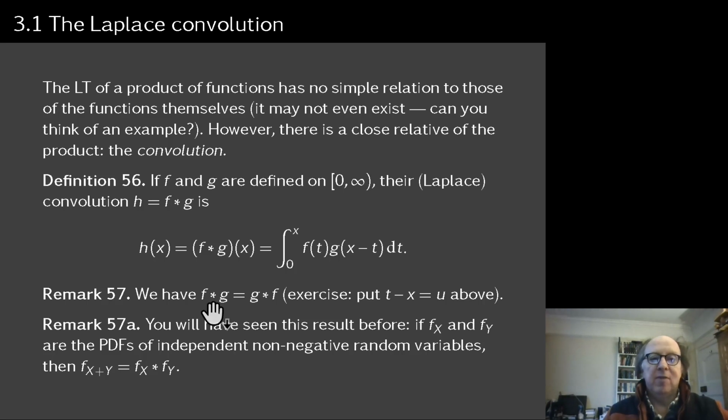It's very easy to show that f star g is equal to g star f, and you just put t minus x equal to u in the integral, and it all pops out. You'll notice in the notation here I put brackets around the f star g to make it clear that that is a single object and x is its argument. So this is a function of x, and the function is given by the recipe here.